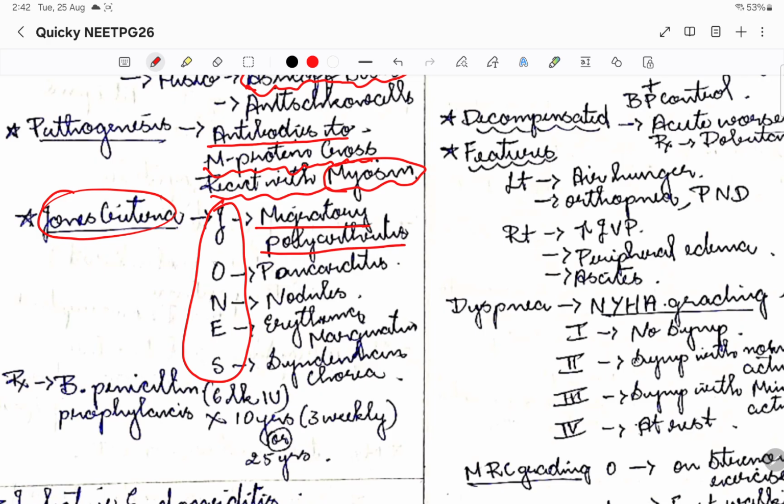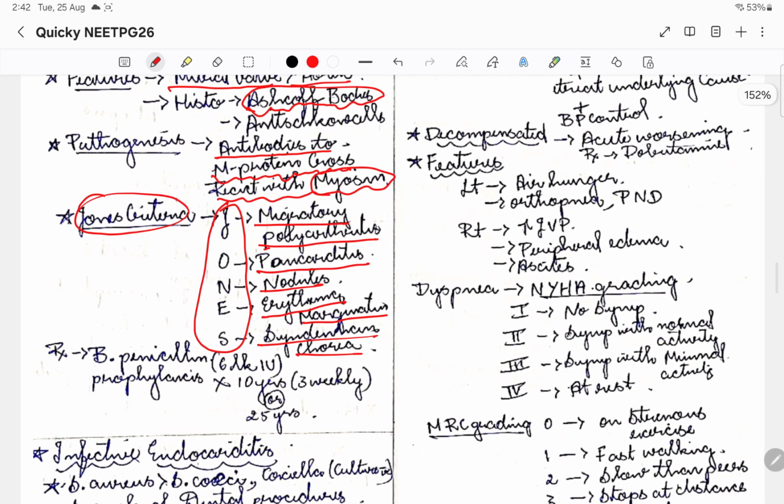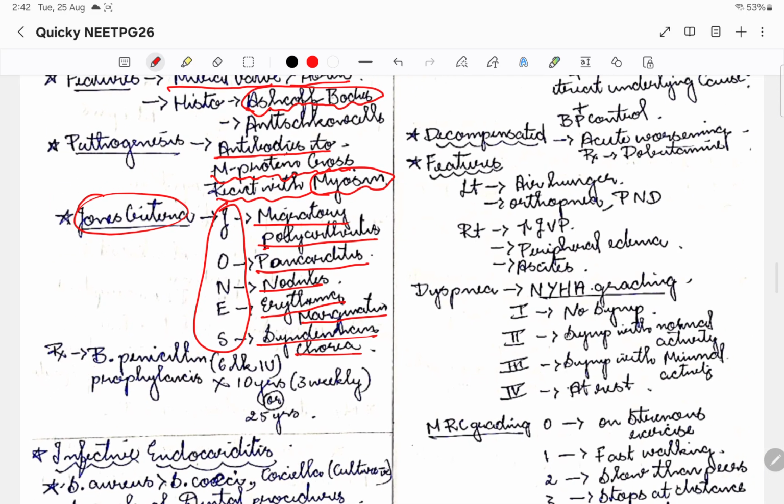Then O is pancarditis. Then N for nodules, and E for erythema marginatum. Then the syndrome scoria. So these are the ways that the patient presents, and this is the diagnostic criteria.